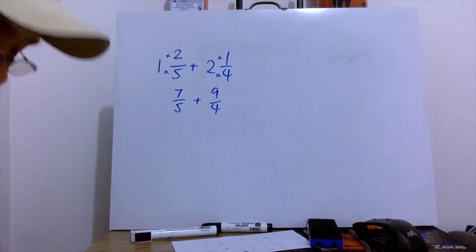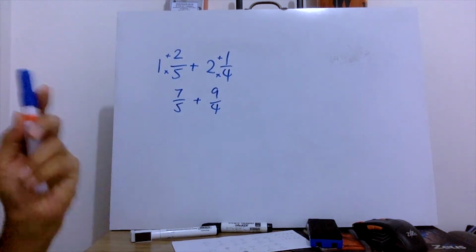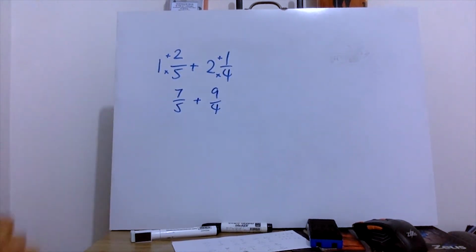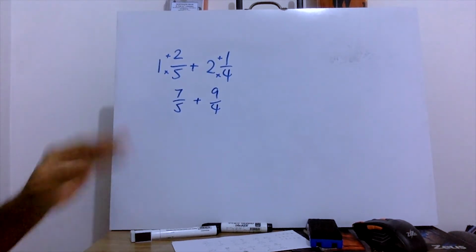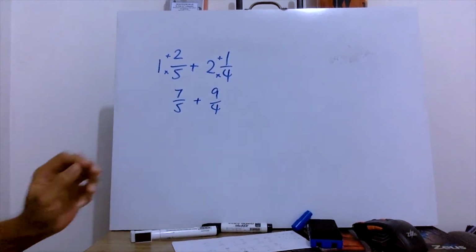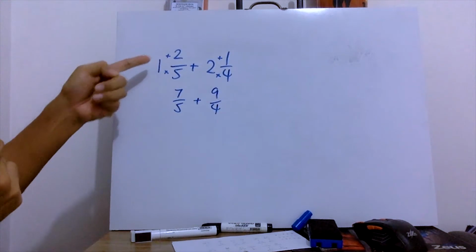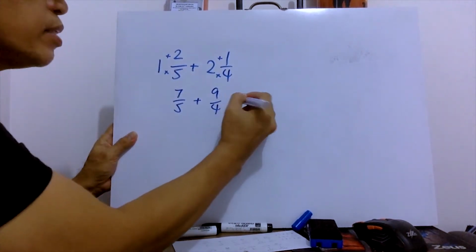Remember, when you're doing computations, whether it's in math, physics, or chemistry, always have this habit of checking and double checking and triple checking your solutions and your answers. Because sometimes we overlook. So we need to check and double check. Okay, I think this is correct. 9 over 4, 7 over 5. Then apply the shortcut.